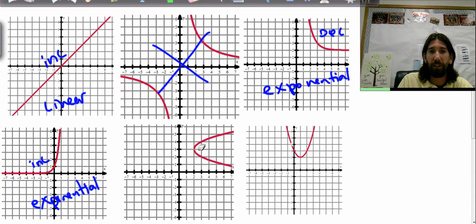This guy, he's kind of weird. He's increasing and he's decreasing at the same time. He's definitely none of what we've been talking about.